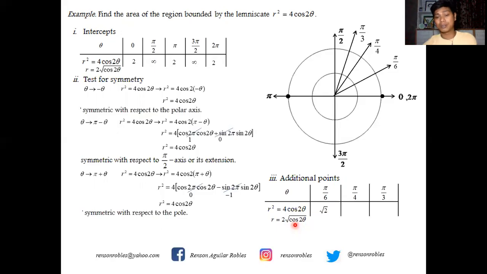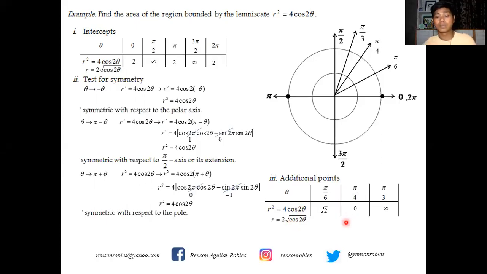Square root of 0 is 0 times 2 is still 0. And then for pi over 3, cosine 2 times pi over 3 is cosine 2 pi over 3, and 2 pi over 3 is on the negative x-axis. So it's in between the angle pi over 2 and pi, and the cosine function on that particular angle is negative. The square root of a negative number does not exist, so you have pi. So which means for every angle multiple of pi over 3, the radius vector r is undefined.